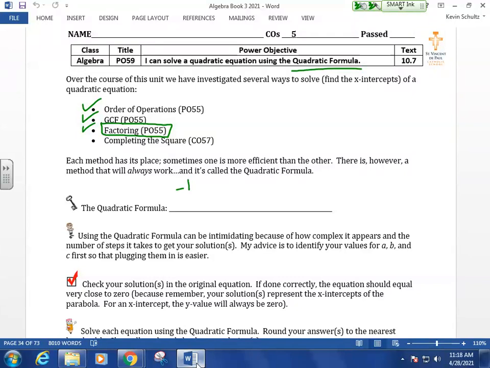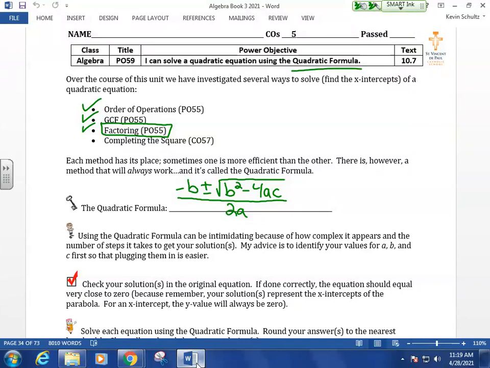Negative b plus or minus the square root of b squared minus 4ac, we recognize that, there's our discriminant, all divided by 2 times a. Negative b plus or minus the square root of b squared minus 4ac, all divided by 2 times a. It's a doozy. It does. It puts them all together.